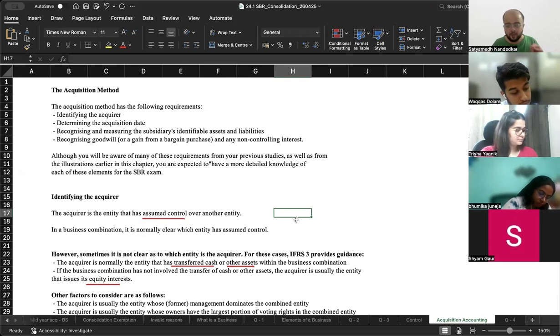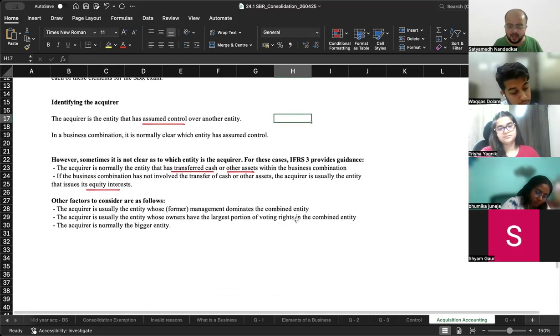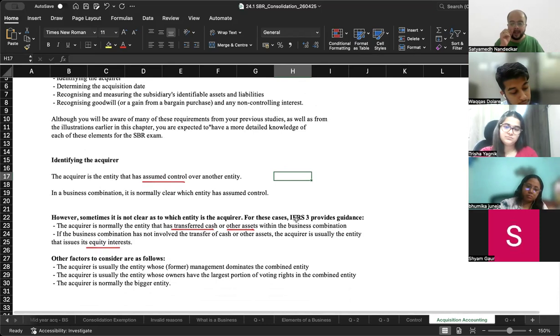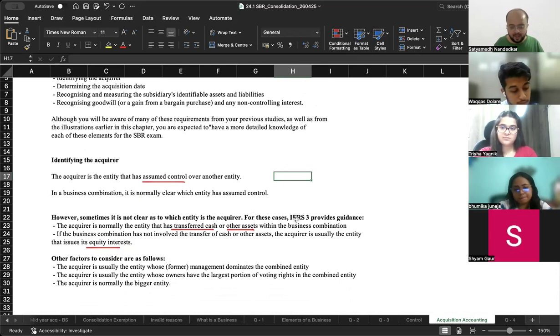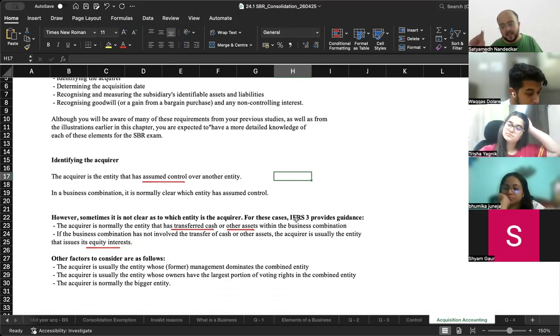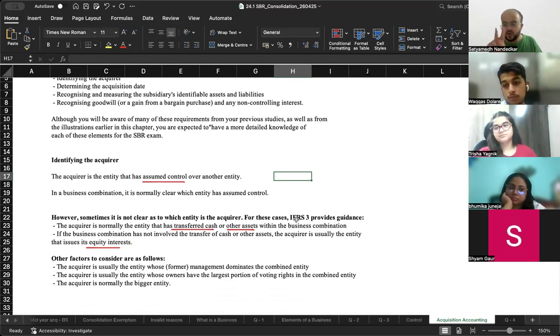There are some points that have been given under IFRS 3 to decide who is the acquirer. Entity which has transferred cash or other assets in a business combination, या फिर the business entity which has issued equity interest. I think in the Columbia company question, Colombia has paid cash and it has issued equity interest. Brazil Limited has only given cash, which was one of the points that helped us to say that Colombia company is the acquirer. Why? Because it issued equity shares also.